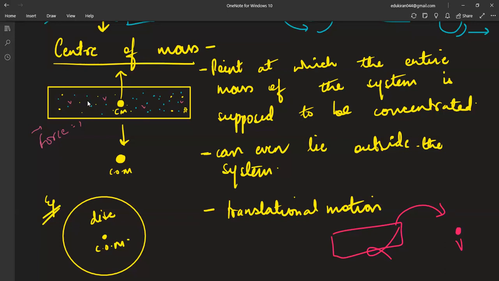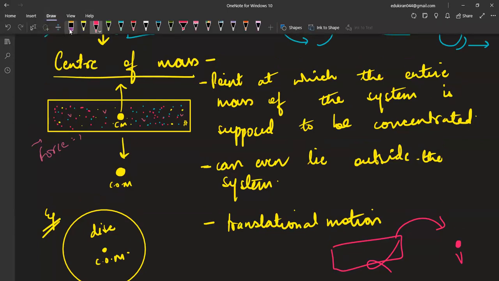Otherwise, if we consider all the particles present within it, so many particles are present, we won't be able to get the answer. Clear class? This is the reason why we consider the center of mass.